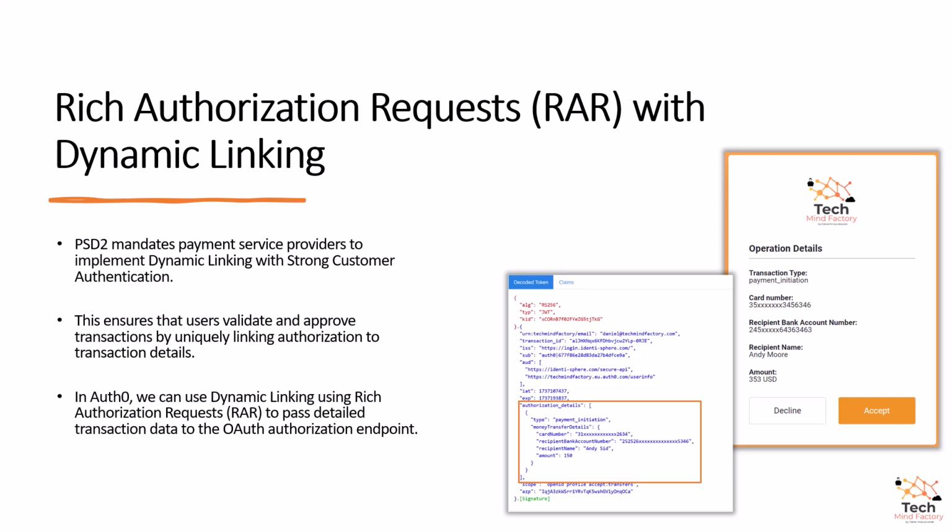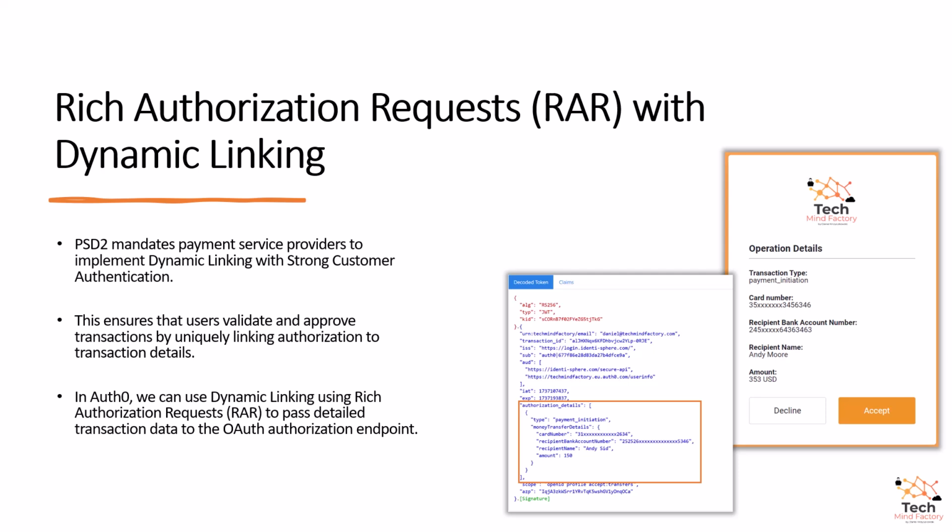Before user can accept transaction, user is redirected to Auth0. Auth0 requires user to go through step-up authentication. So like, for instance, to provide OTP code from Authenticator app. Then Auth0 is displaying operation details, as we can see on the right side, like transaction type, card number, or amount. And then user can decide whether to decline this operation or to accept. And obviously, if user accepts this operation, then the access token that is returned to the application contains authorization details.